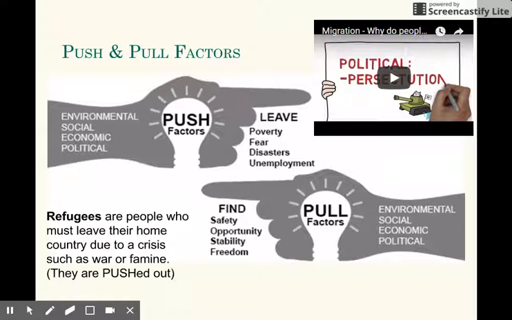So push factors would be reasons that people leave. They're leaving to get away from poverty, fear, disasters, unemployment. And what draws them to certain places would be safety, opportunity, stability, and freedom. Now, refugees are, of course, part of this, but they are very different because they are people who must leave their house. They're not choosing to leave. They are forced to leave their home country due to a crisis such as war or famine. They are technically pushed out. They don't necessarily want to go.